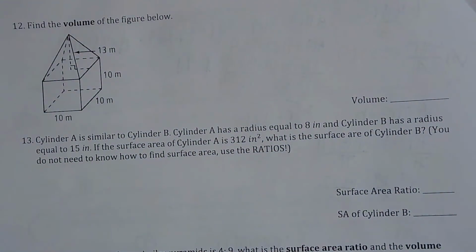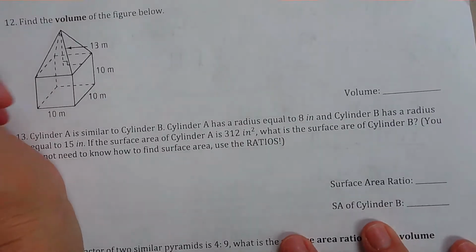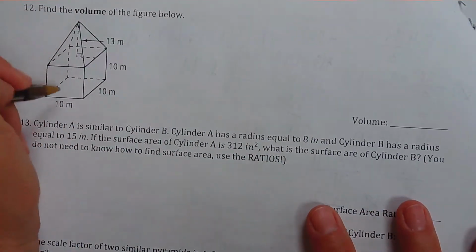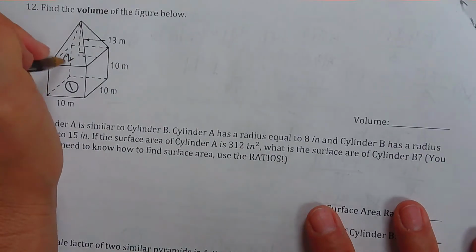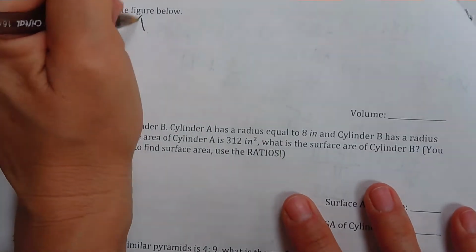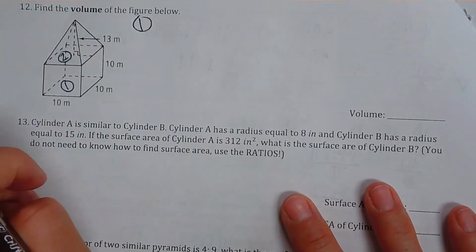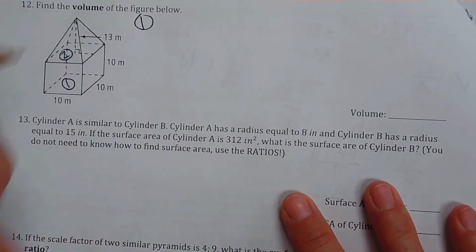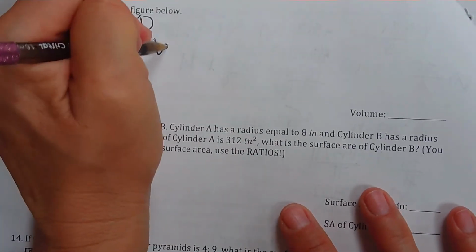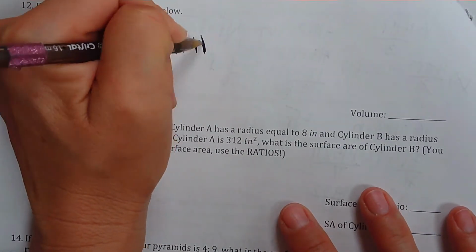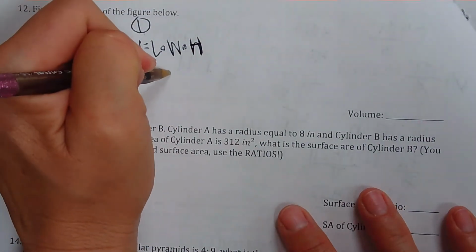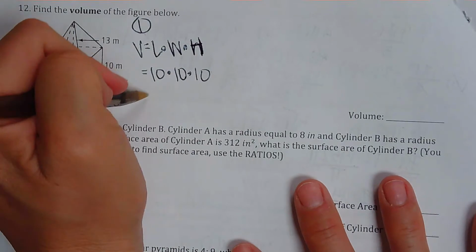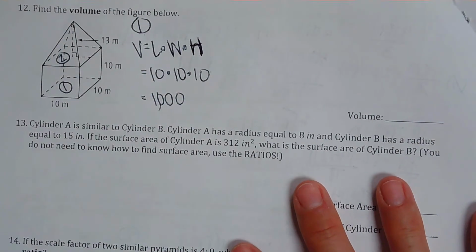Another one pretty similar, but this one I think is a little friendlier because what is the shape of the base? It's a square, even though it kind of looks like a rectangle. So I'm going to say that this is figure 1 and this is figure 2. I'm switching them up this time. So for figure 1, it is a cube, right? 10 by 10 by 10. So volume is going to be length times width times height, which is equal to 10 times 10 times 10, which will be 1,000.